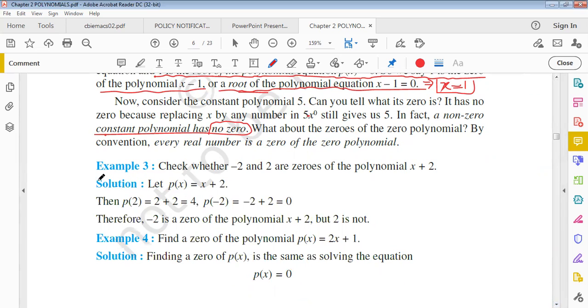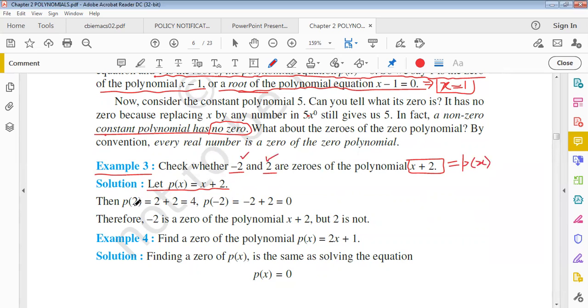Now example third, इसमें चेक करते हैं क्या कहा है. Check whether -2 and 2 are the zeros of the polynomial. इनमें से कौन सा इसका एक जीरो होगा? तो let us suppose px equals to, इसको सपोज कर लिया, it is a polynomial in x. तो px equals to x plus 2. Now put, हमारे पास दो ऑप्शन है, एक तो -2 पुट करने का है और दूसरा +2.